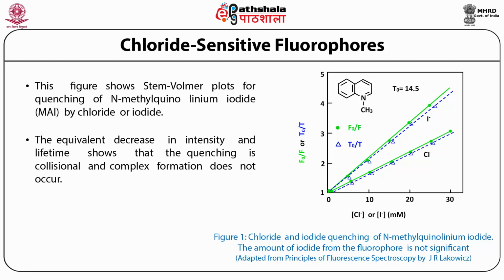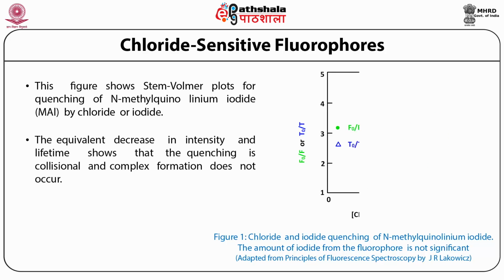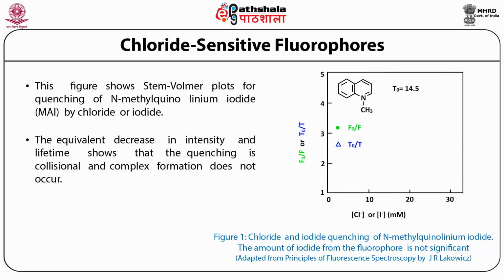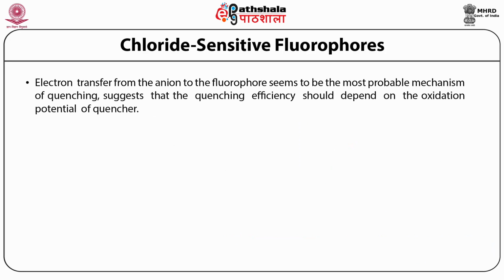The equivalent decrease in intensity and lifetime shows that quenching is collisional and complex formation does not occur. We can see the amount of quenching by using iodide is not very significant compared to the chloride. Electron transfer from the anion to the fluorophore seems to be the most probable mechanism of quenching, and it suggests that the quenching efficiency should depend on the oxidation potential of the quencher.